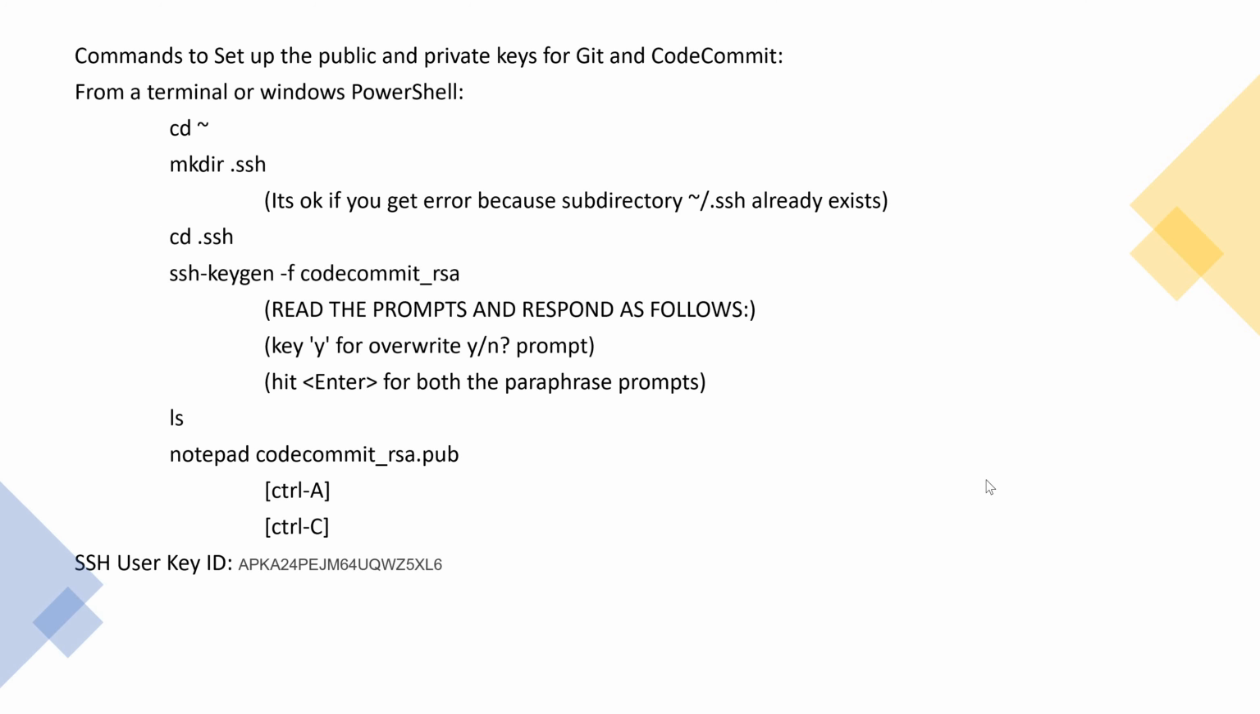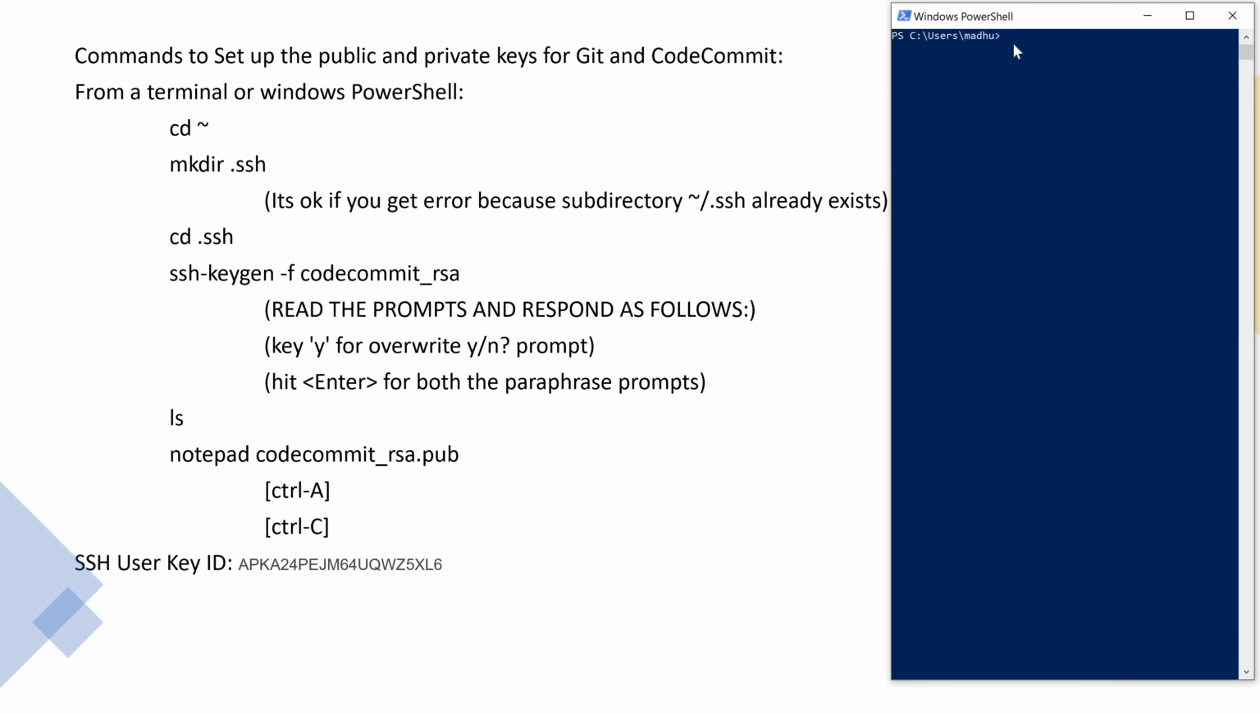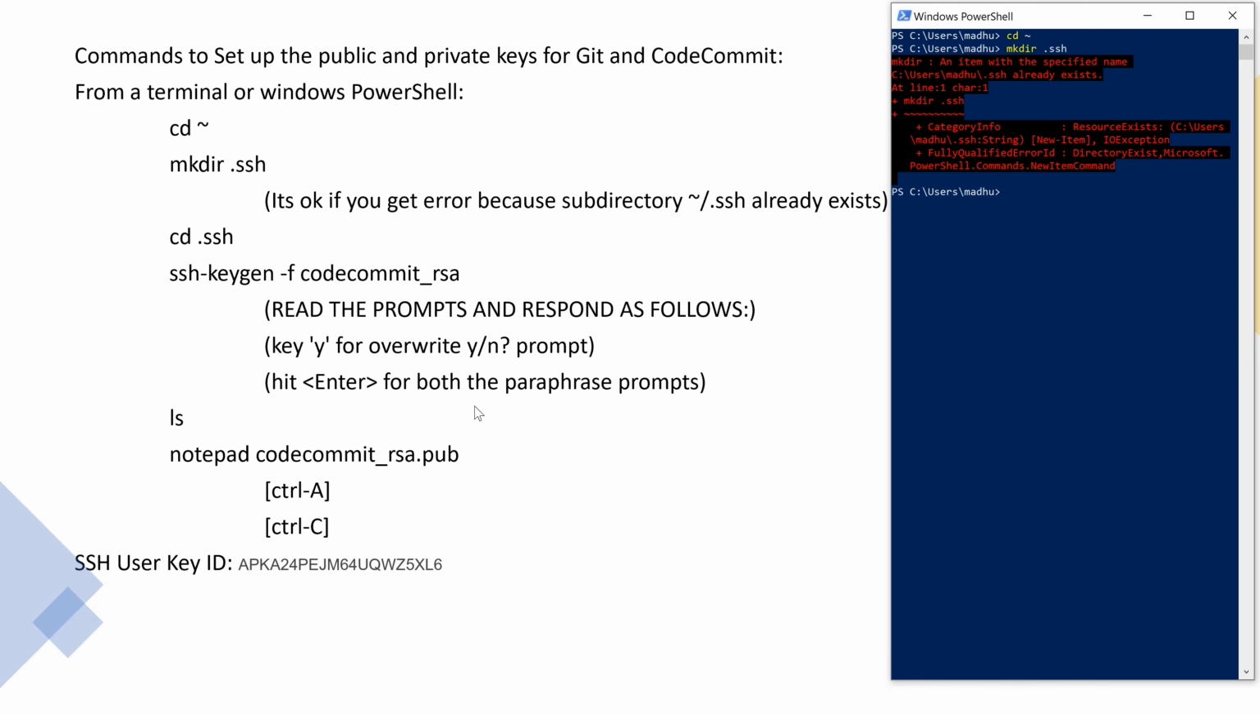Next, we need to set up the public and private keys for Git and CodeCommit. From a terminal or Windows PowerShell, run these commands. Change directory to home. Make directory .ssh. It is okay if you get an error here because subdirectory .ssh may already exist, as it does in my case. Change directory to .ssh.